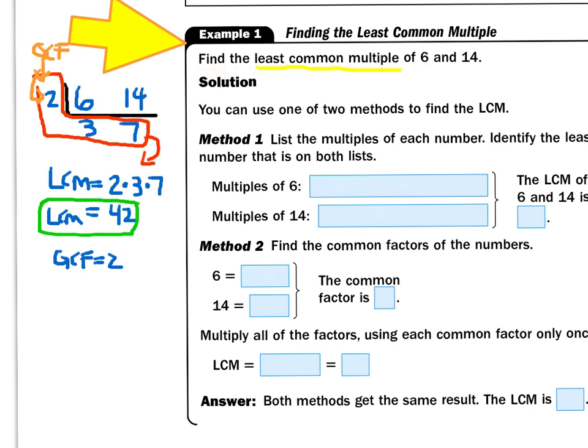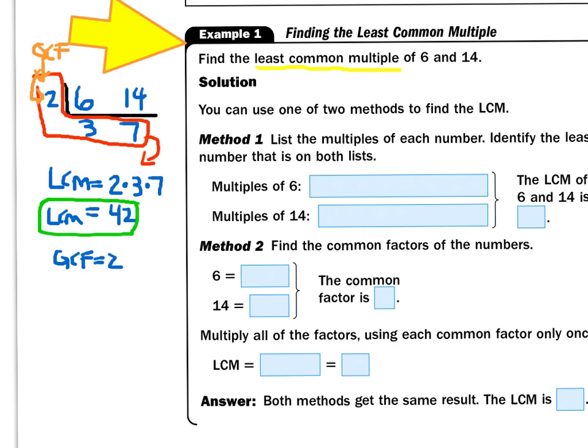Find the least common multiple of 6 and 14. Well, I love the division method that we were using for greatest common factor. Let me show you how it works. Put the 6 and the 14 and put that upside down division, and then I want you to just do the same thing that we did for GCF. We would say, okay, they have a 2 in common, so we put a 2 here, and then we would divide. 6 divided by 2 gives us 3. 14 divided by 2 would give us 7.